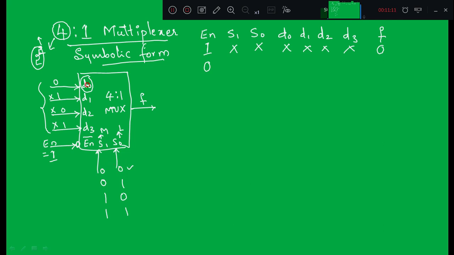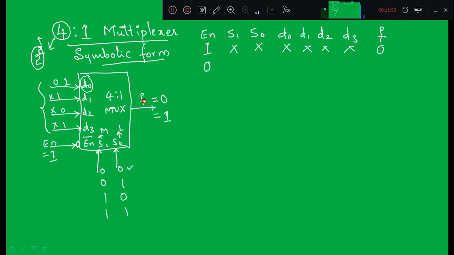So when select line is 0 0, it will select D0, and whatever data is available on D0 will be given to F, right? So F will be equal to 0. If I keep S1 equal to S0 equal to 0 0, and if I make D0 equal to 1, then what happens to F? F will become 1. I hope this concept is clear. When S1 and S0 are 0 0, it will select D0, and the data kept on D0 will be given to the output. Accordingly, the output is going to change.